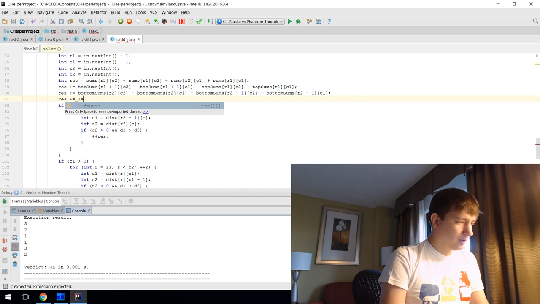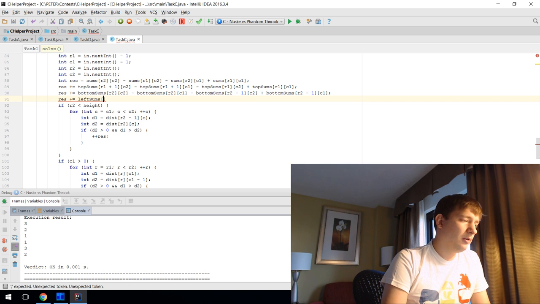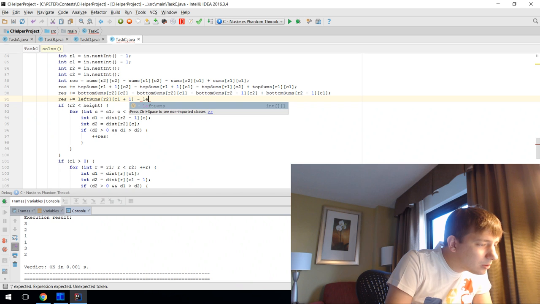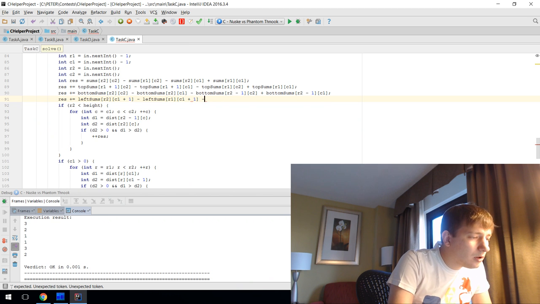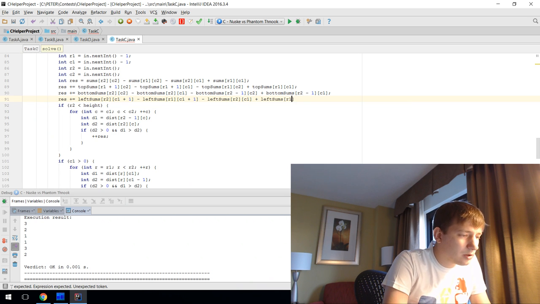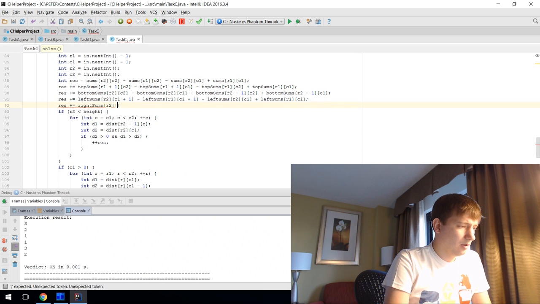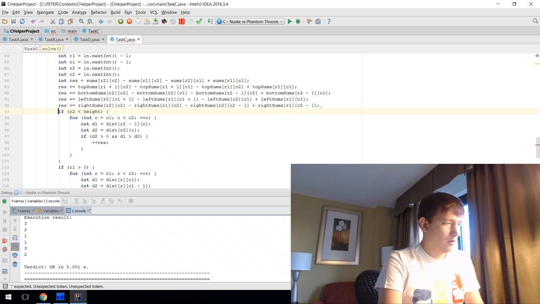Then we go with left sums. So here we have left sums R2 C1 plus 1 minus left sums R1 C1 plus 1 minus left sums R2 C1 plus left sums R1 C1. And finally we go right sums. Here we go R2 C2 minus right sums R1 C2 minus right sums R2 C2 minus 1 plus right sums R1 C2 minus 1. Okay.